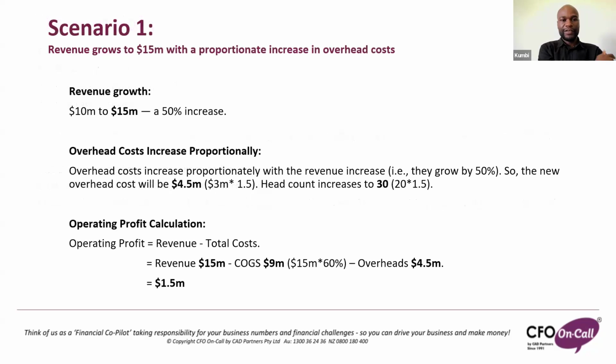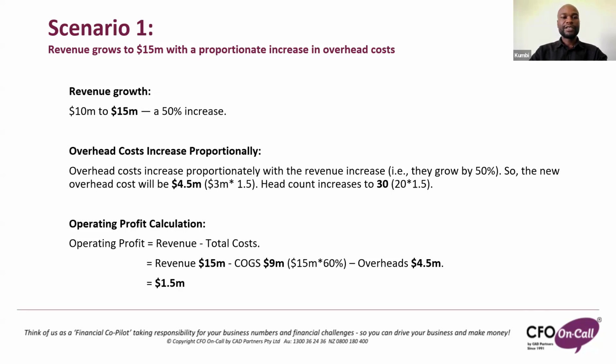Now, our operating profit, like I've said before, is going to be our total revenue less total costs. So in the first scenario, our revenue is going to grow from 10 to 15 million, which is a 50% increase. And the scenario is that our costs are going to increase in proportion to revenue. So we're going to have a 50% increase in overhead costs. So our overheads are going to be 4.5 million, which is 3 multiplied by 150% or multiplied by 1.5. Our head count is also going to increase from 20 to 30, which is 20 multiplied by 1.5.